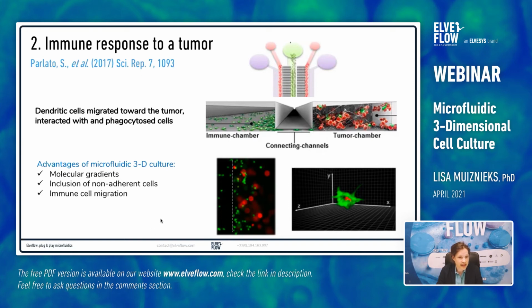The 3-dimensionality of this co-culture model was essential to incorporate the key physical constraints and biochemical gradients that play a major role in the immune response to tumors. And the microfluidic setup enabled the addition of non-adherent cells.